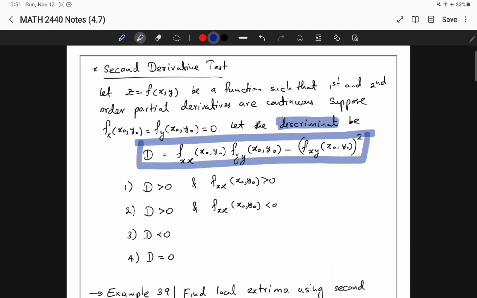Now the conditions are, if the discriminant is positive and f sub xx, the second order partial derivative with respect to x, is positive, then the point is a local maximum.